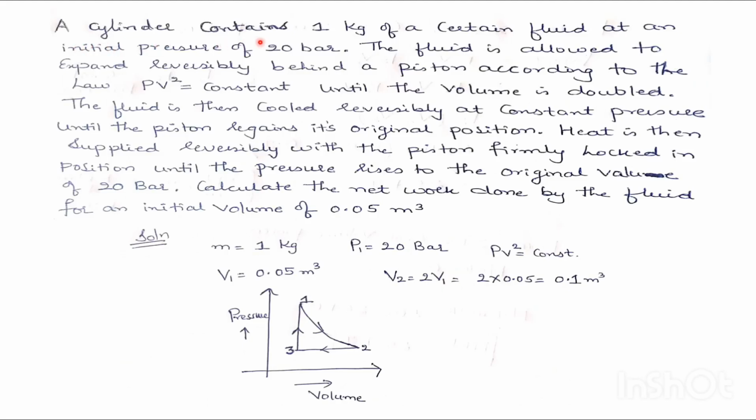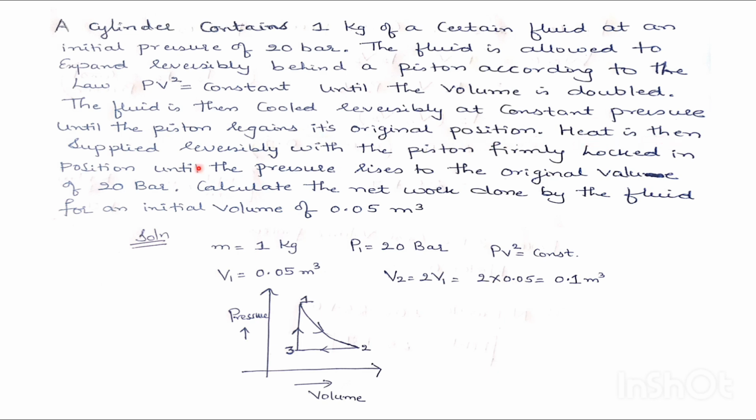A cylinder contains 1 kg of a certain fluid at an initial pressure of 20 bar. The fluid is allowed to expand reversibly behind a piston according to the law PV² = constant until the volume is doubled. You can see here the fluid is allowed to expand reversibly behind a piston according to this law until the volume is doubled here. The fluid is then cooled reversibly at constant pressure until the piston regains its original position.